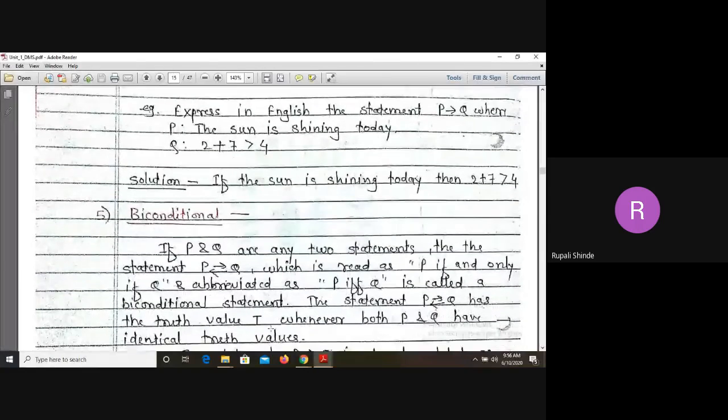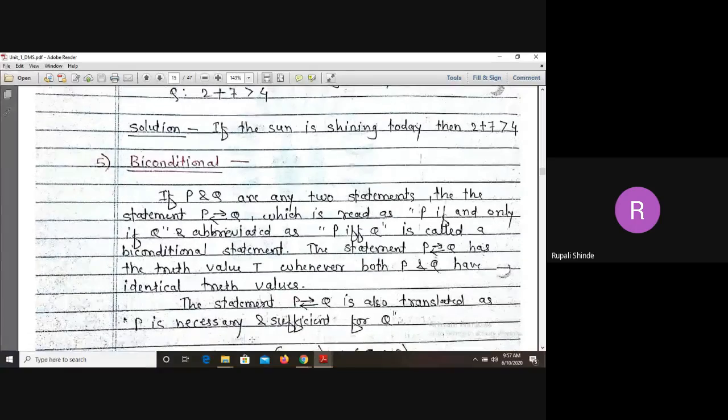Now, the next one is a biconditional. Why is this one called a biconditional? In a conditional, there is just one arrow in the symbol, and in this biconditional, there are arrows in both directions. That's why it is called a biconditional. If P and Q are any two statements, then the statement P biconditional Q, which is read as P if and only if Q, is called a biconditional statement. The statement P biconditional Q has truth value T whenever both P and Q have identical truth values.